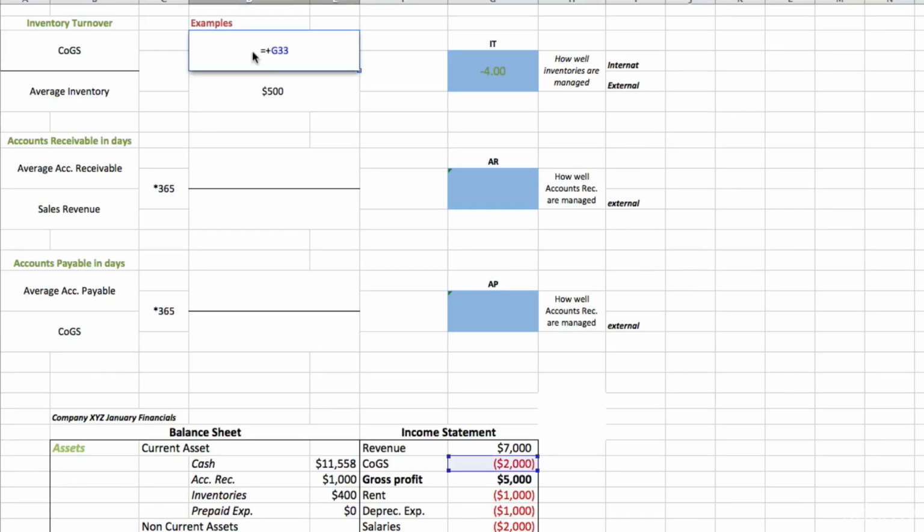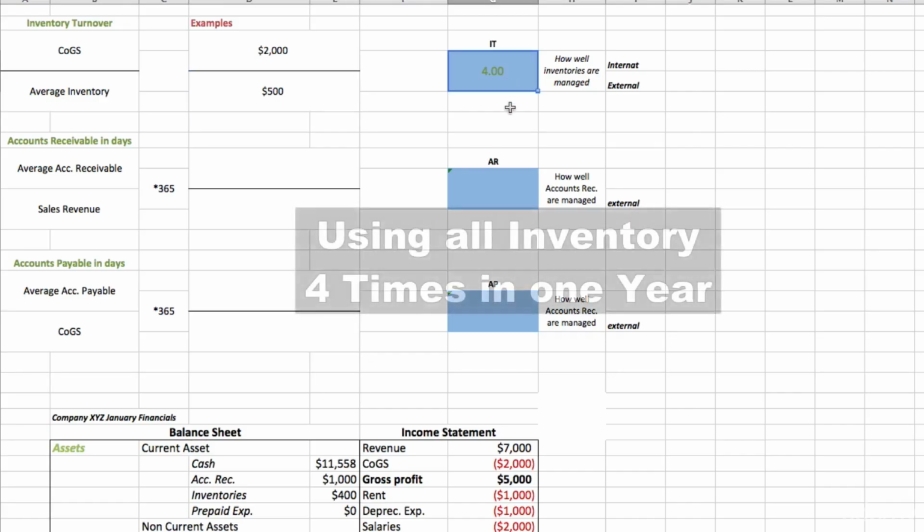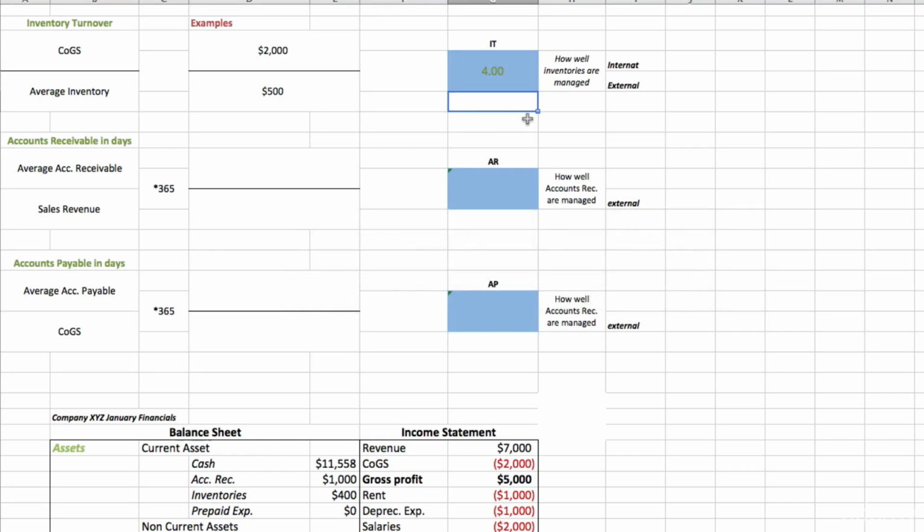Now, another thing that we want to do, we want to make our COGS positive because we are striking here a relationship and we want to see a positive number eventually. As you can see, the final number here is 4. It means that we are actually turning our inventory into cash 4 times during the year. Now, if we want to know what this means in days, in other words, we want to know how many days it takes for us to convert our inventories into cash.